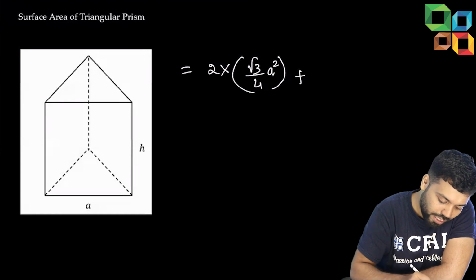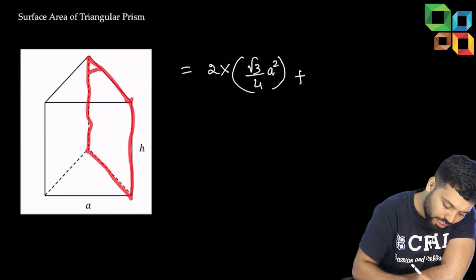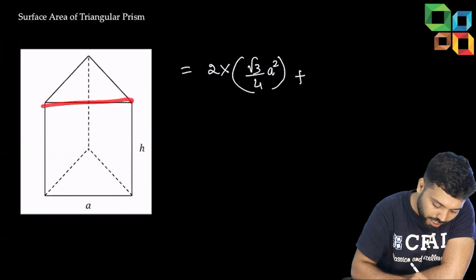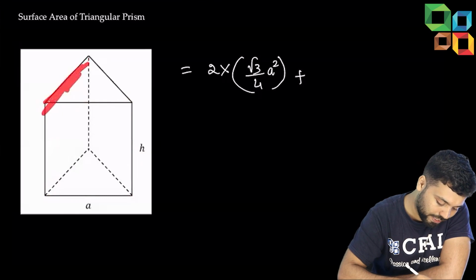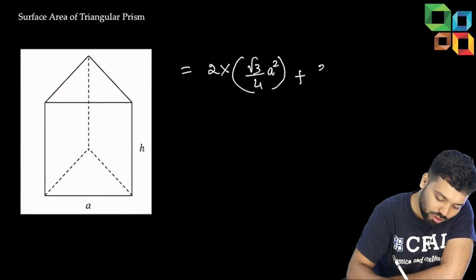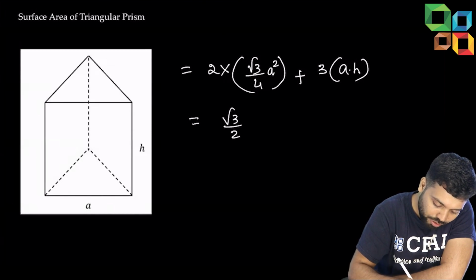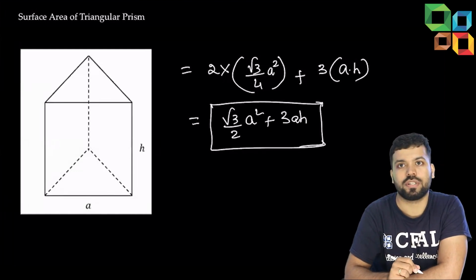Plus then we have 3 rectangles. Imagine this is a 3D figure. So we have one rectangle here, and one rectangle here, which is in the front side, and one on the left side. Consider this to be a 3D figure. So we will have 3 times area of rectangle is a into h. So we will have root 3 by 2 a square plus 3h. So this is the surface area of a triangular prism.